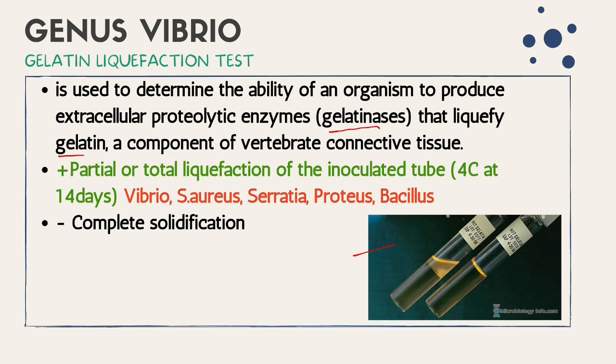Next is to incubate these tubes at 35 to 37 degrees in ambient air for up to 14 days. For the next 14 days, we remove the gelatin tube daily from the incubator and place it at 4 degrees Celsius, or in the refrigerator, to check for liquefaction. The positive result for the gelatin liquefaction test is the partial or total liquefaction of the inoculated tube, usually seen at 4 degrees Celsius.